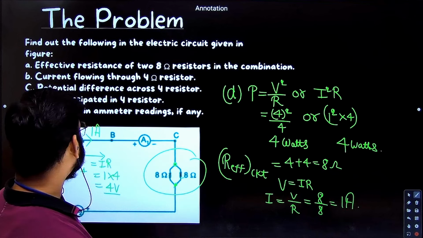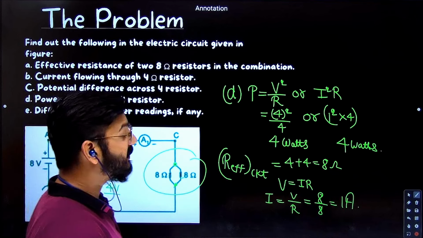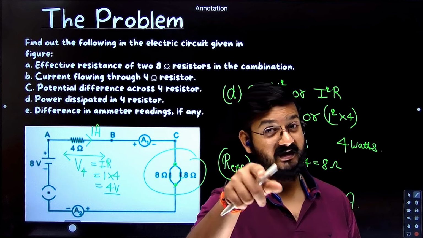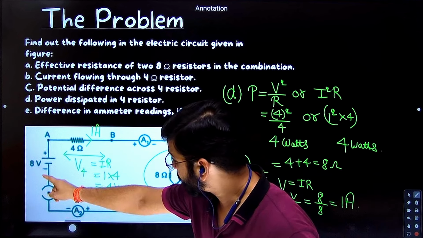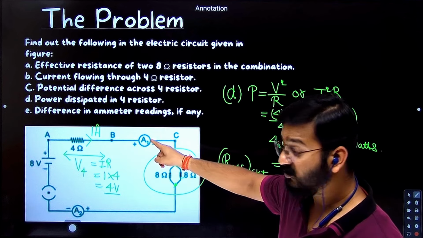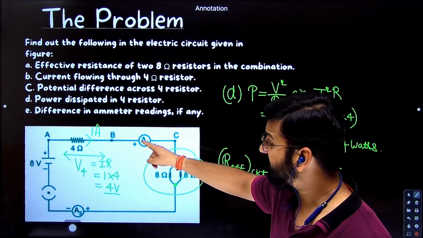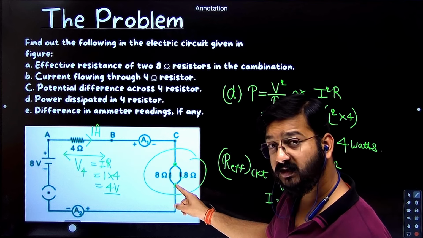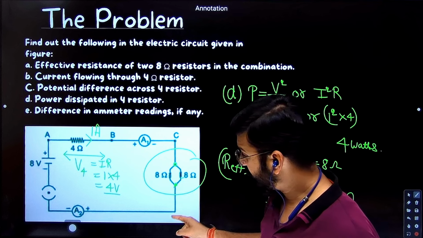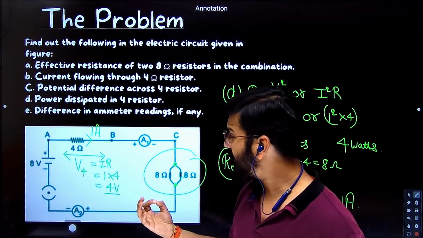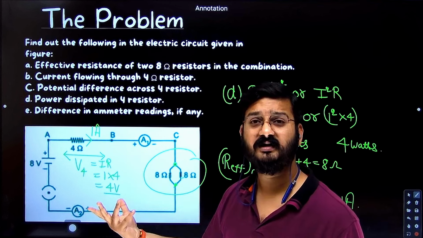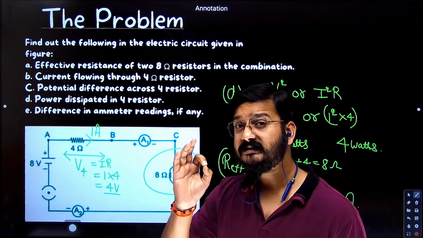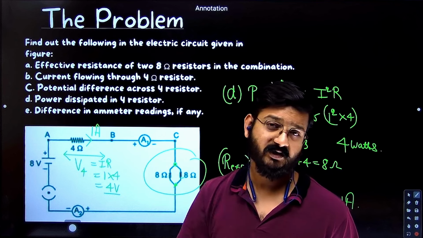Now the last part, the difference in the ammeter readings, if any. If you remember, in the starting I told you the current is passing through this, then passing through A1. It is in series. So the reading of A1 will be what? Total current, which is 1. Then it divides into two equal parts, again meets at this point. So 1 by 2 plus 1 by 2 is 1, and passes through this. So the reading of A1 and A2 is the same, which is 1. What is the difference? 1 minus 1, 0. Correct? So let's move to the next question.